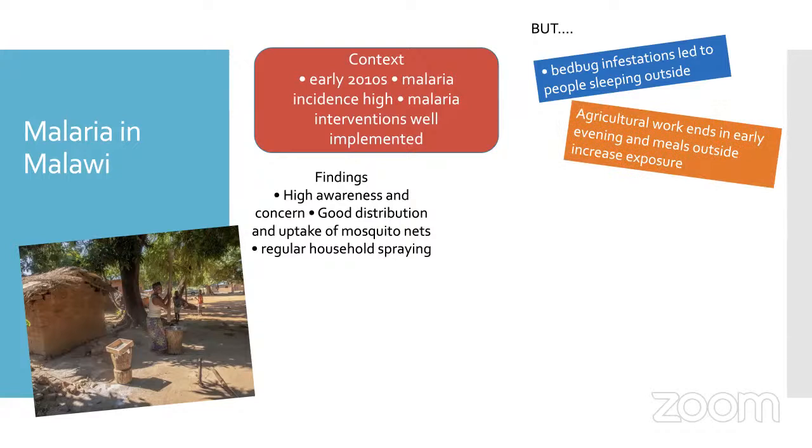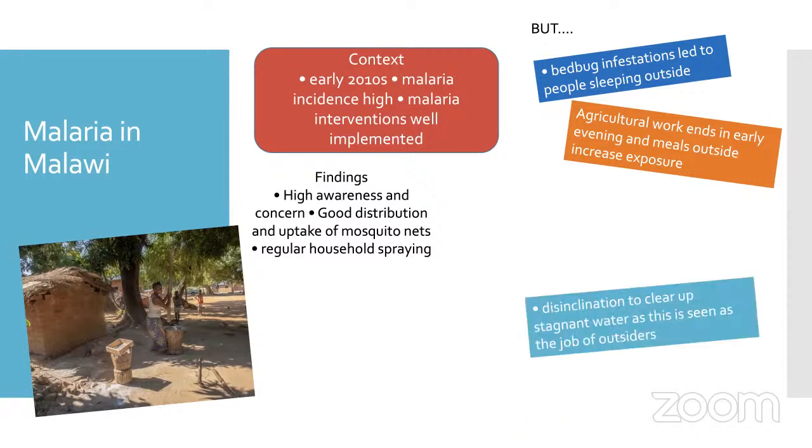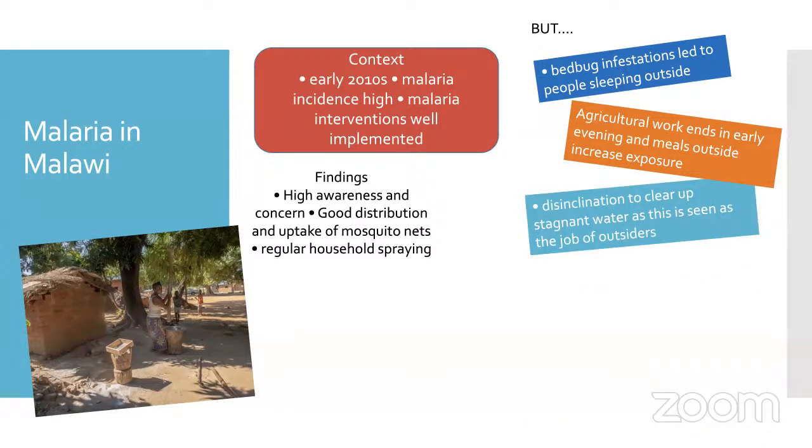Another issue that was raised was people were doing agricultural work and they would come back in the early evening and have their meals outside and so forth. And that's an excellent opportunity for malaria mosquitoes to bite people because they're active in that period. So that was the second part of it. And then the third was that there was quite a lot of stagnant water around in the communities, but no one was cleaning it up because they felt that you have these external programs that come around and sort out the malaria problem. So it's not a responsibility of any person in a community.